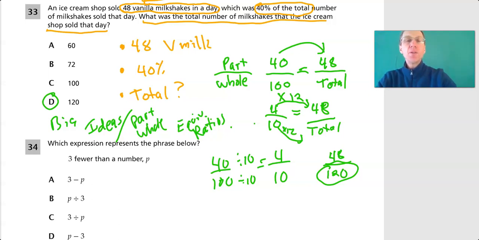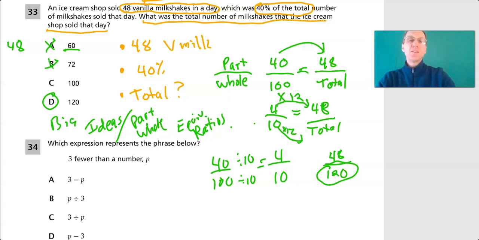You could get rid of a couple of answers because 40% is less than half. So could this be the case? Could I have 48 vanilla milkshakes and have served a total of 60? The answer is no way, because what this is telling me is that the vanilla milkshakes are less than half of the total. So you could get rid of that one right away. You could also get rid of that one right away.